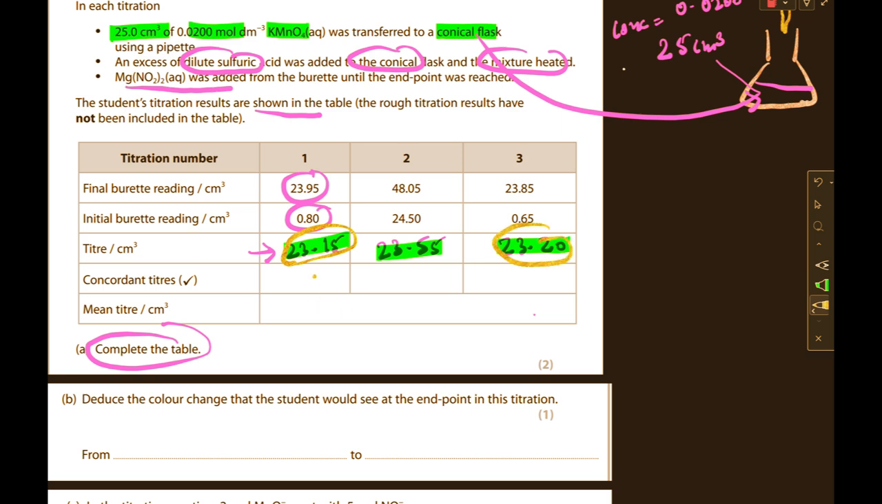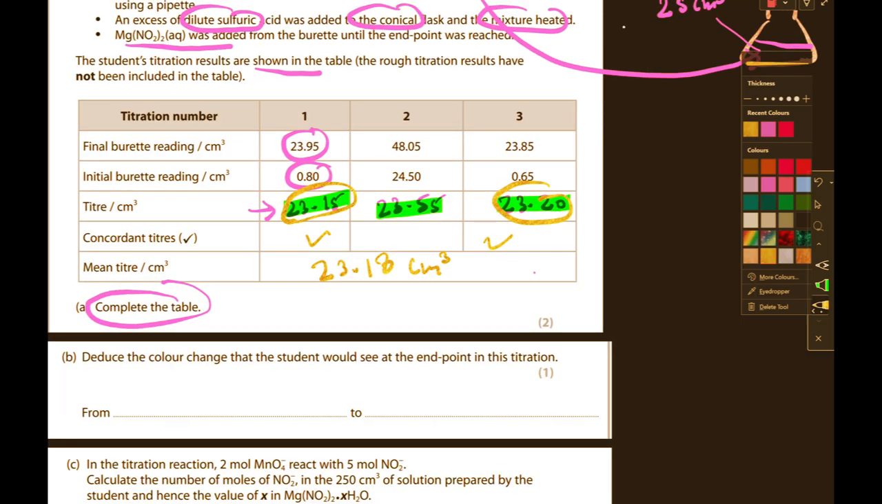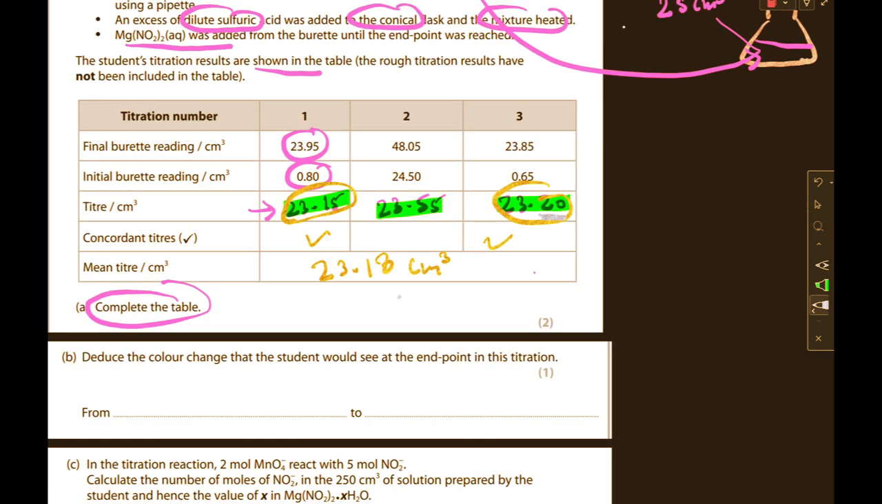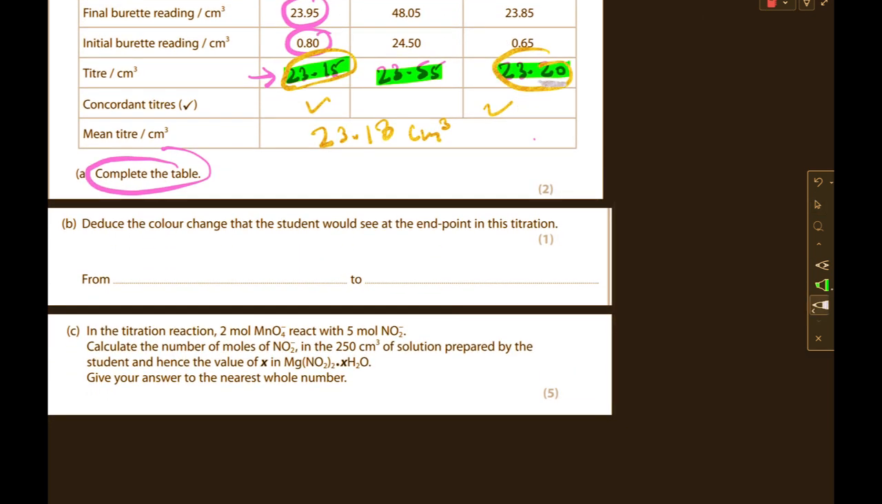These are my concordant readings, and you work out the mean titre by dividing by 2. So you get 23.18 cm³. Okay, now please remember that you must keep the same decimal places, which is 2 decimal places, for all the readings. Otherwise, you will lose a mark. Deduce the colour change. Now look at the next question.